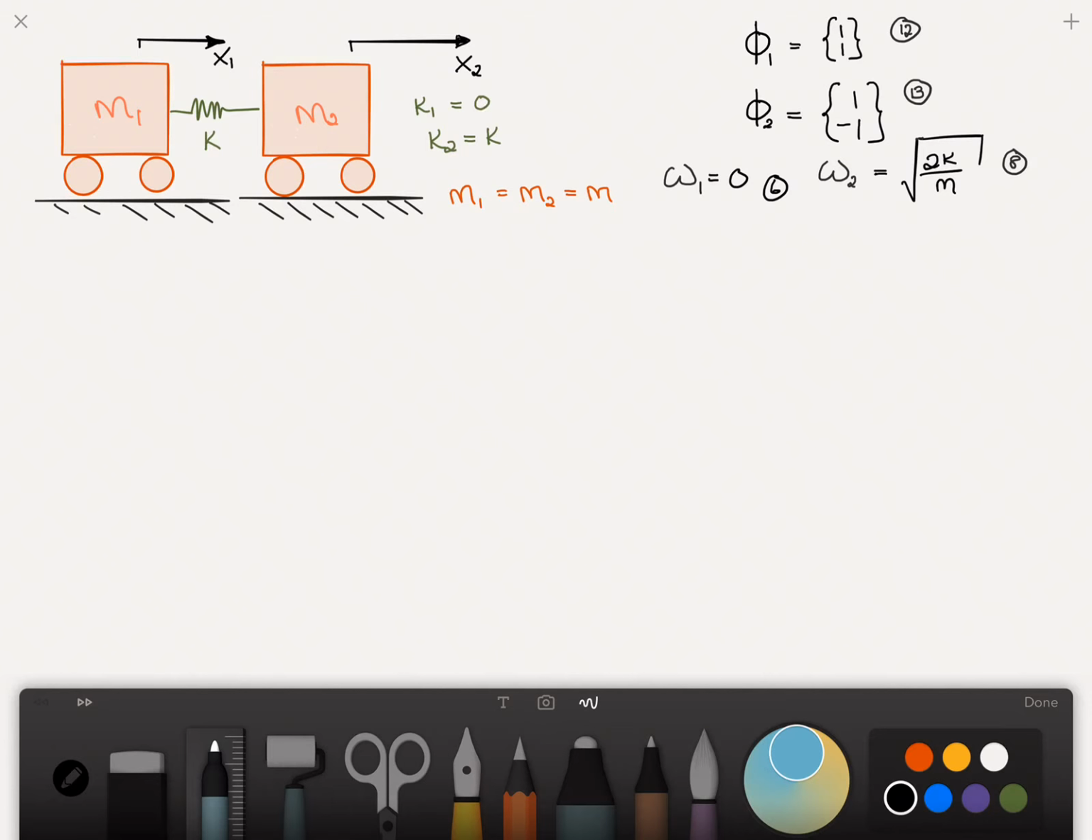All right, so now what does this mean? I've got this question a lot. What exactly is a mode shape? What does it mean that a mode shape spans a space? Well, let's consider a few things.